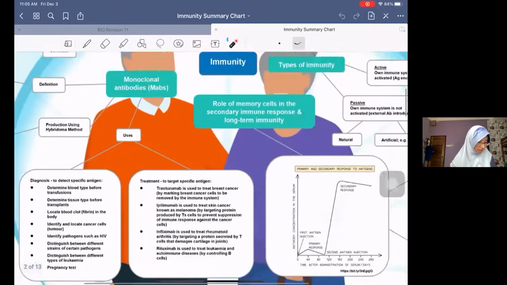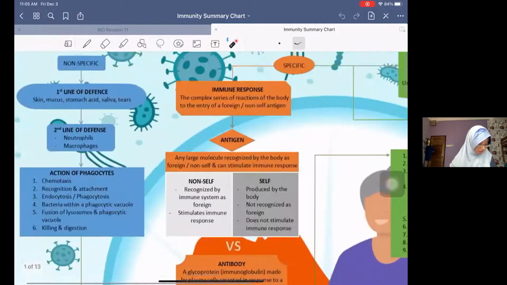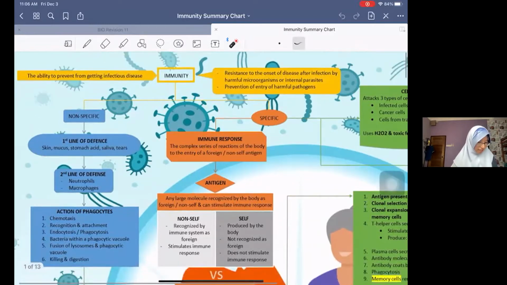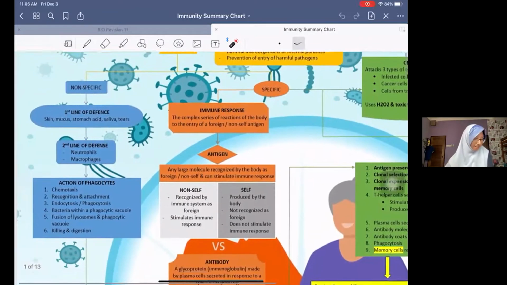Moving on to 11.2, this is what you should know: the definitions and all that. For immunity, you have 3 definitions over here, 1, 2, and 3. And you should know that immunity is divided into 2 parts, the non-specific and specific. This chapter is quite new, we just learned it, right? So just to refresh and recap everything.